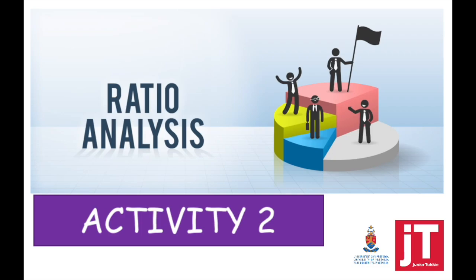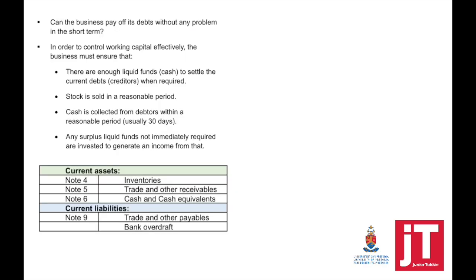In Activity 2, we're going to focus now on the liquidity financial indicators. Liquidity means, can the business pay off its debts without any problems in the short term? Will we be able to meet our short-term obligations? In order to control working capital effectively, the business must ensure there are enough liquid funds, meaning cash, to settle the current debts, which is our creditors, when required.